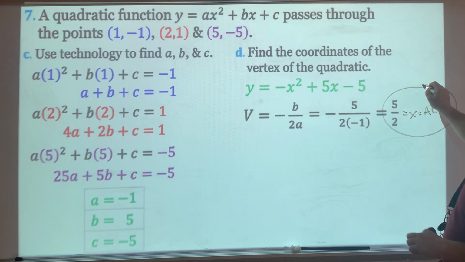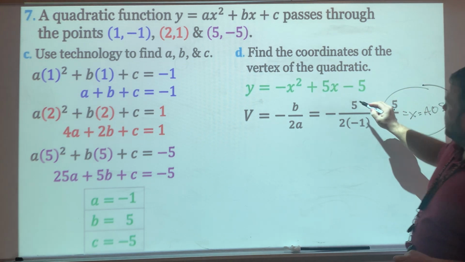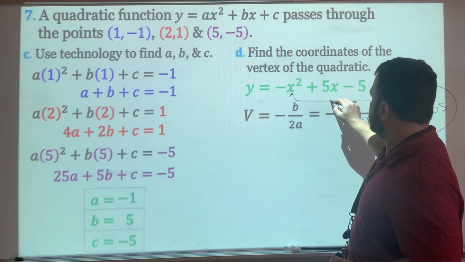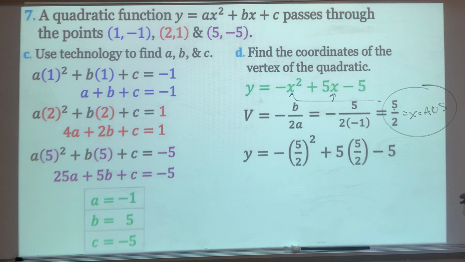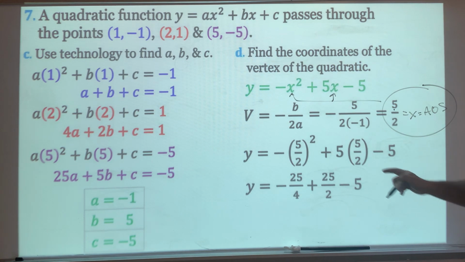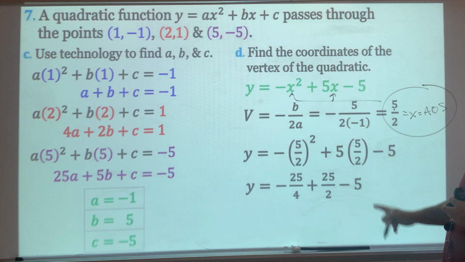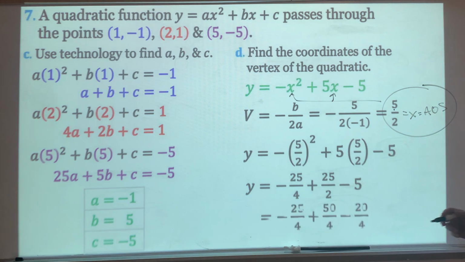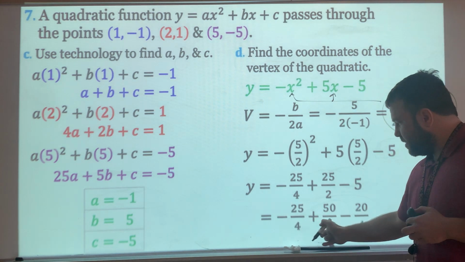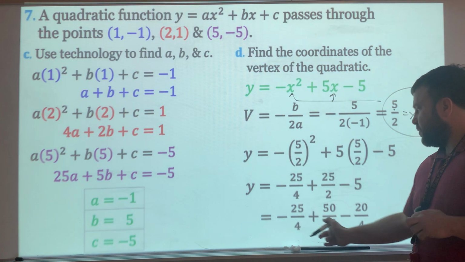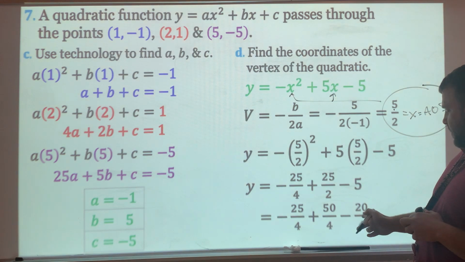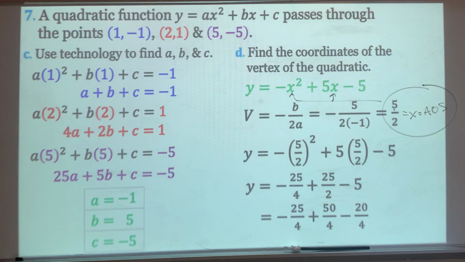And in order to find our y, we take this 5/2 and we're going to plug it in for the x. And that will give us our y value. So you do y equals negative 5/2 squared, which is negative 25 over 4, plus 25 over 2, minus 5. You want to get the same denominator for all these so you can add them. Multiply by 2 over 2, multiply by 4 over 4. Negative 25 plus 50 is 25, minus 20 is 5/4. So what this tells us here is this is our y value.